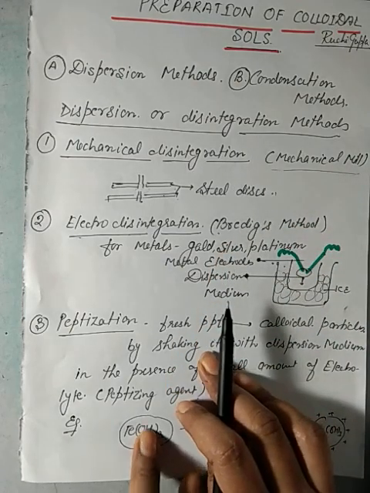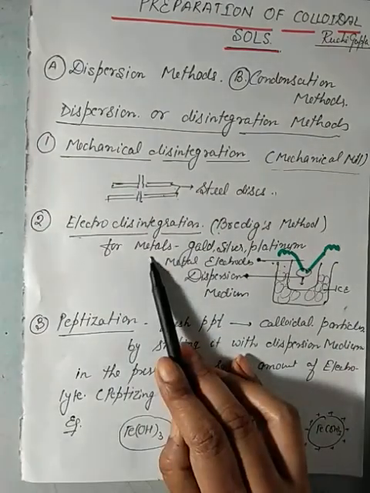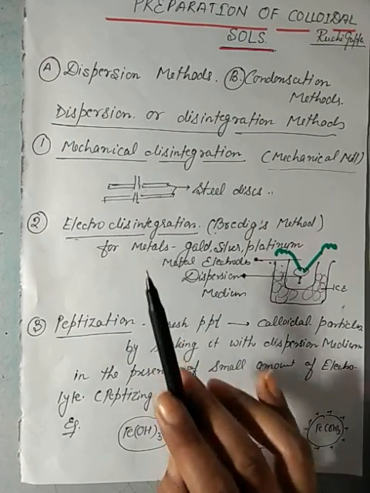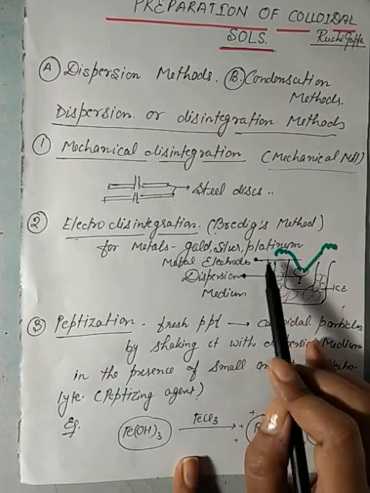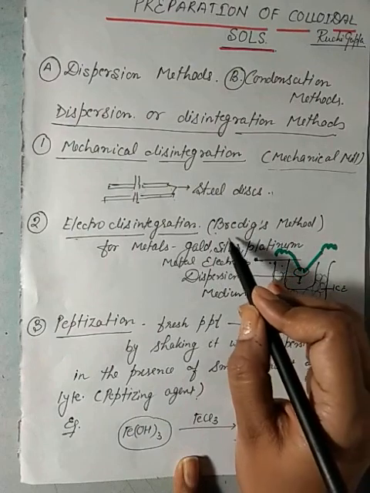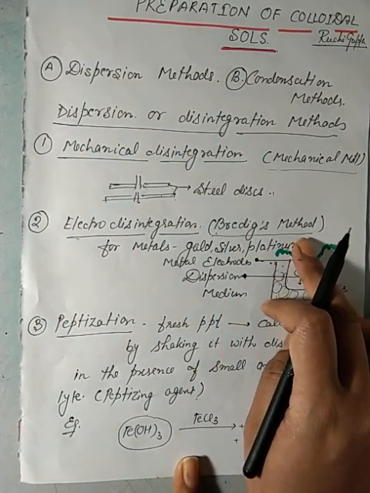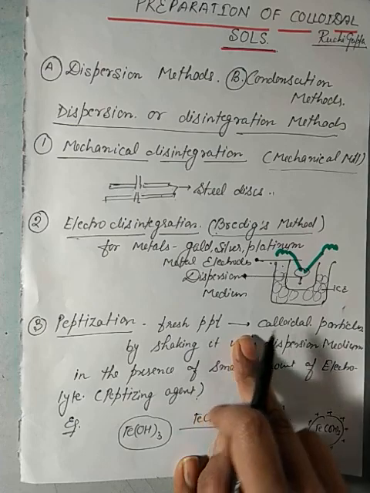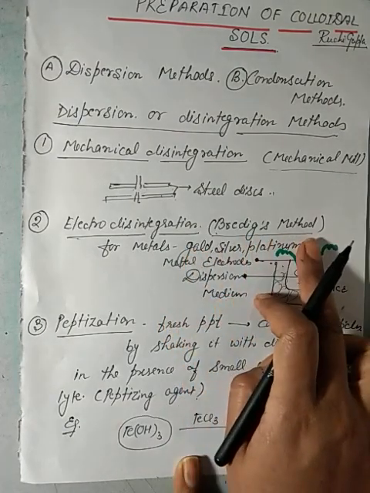Second is called electro disintegration. This method is generally used for the formation of colloidal sol of metals like gold, silver and platinum. And this method is called the Bredig arc method. It is an important method, as a 1 mark question can come in your examination in such a manner: name the method which is used for the preparation of gold sol, and the answer is Bredig arc method.